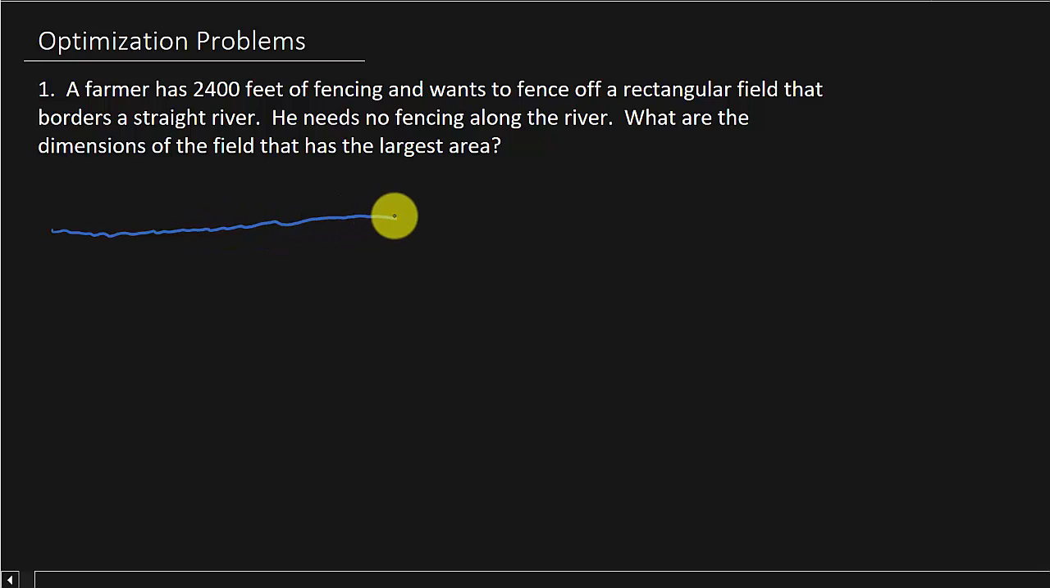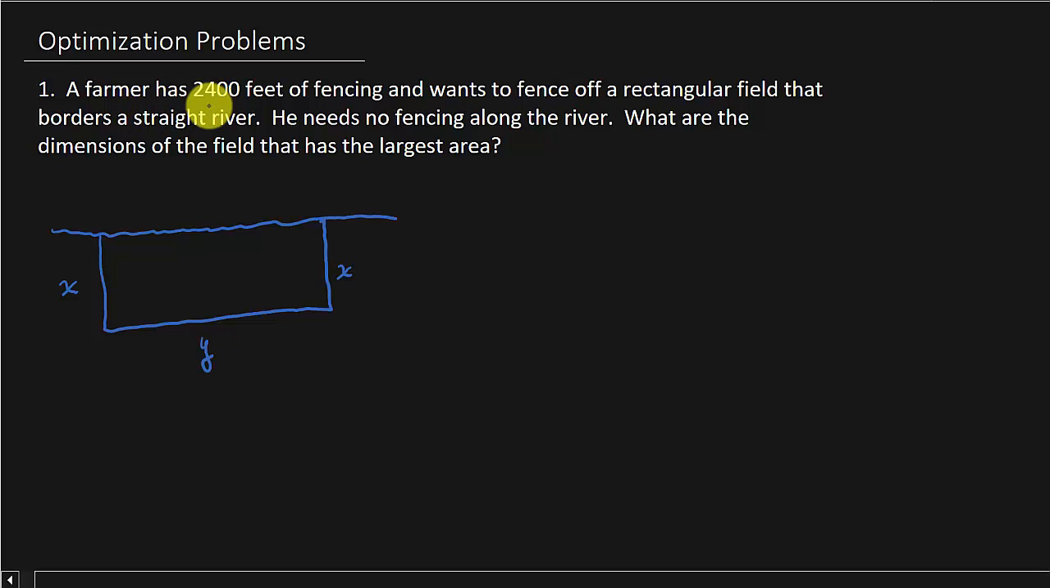So there's the river, and then we're going to have some fencing right here. So here's the three sides of fencing right here. These are the three sides. This is the river with no side. So let's label this x and y.